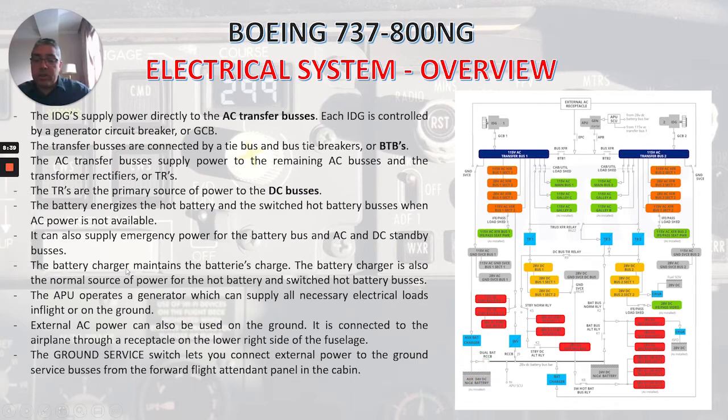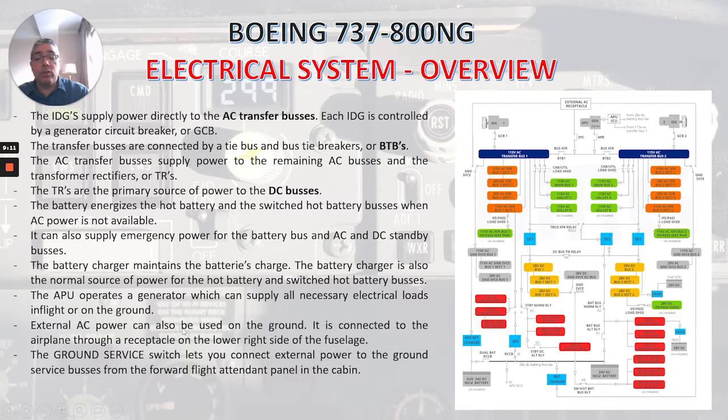The battery charger maintains the battery's charge. The battery charger is also the normal source of power for the hot battery and switched hot battery buses. The APU operates a generator which can supply all necessary electrical loads in flight or on the ground.